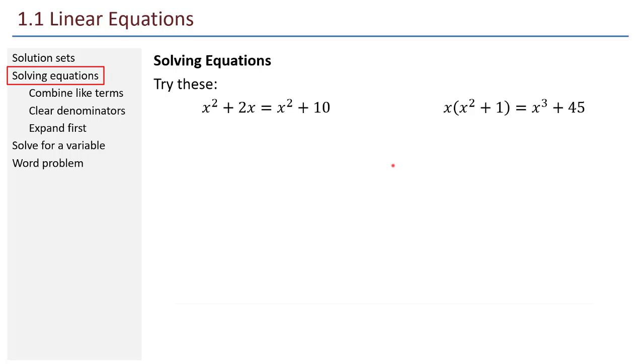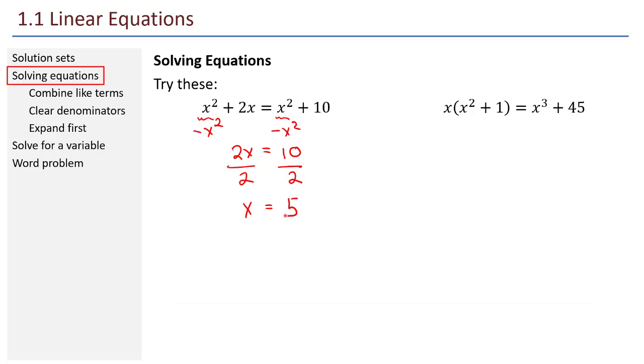All right, a couple more equations to solve. x squared plus 2x equals x squared plus 10. Well, I see that I have an x squared on both sides, so let's subtract that out. Minus x squared, minus x squared. And on the left side, all I'm left with is 2x. And on the right side, all I'm left with is 10. So now I can divide both sides by 2. And I end up with x equals 5. How about the equation on the right?